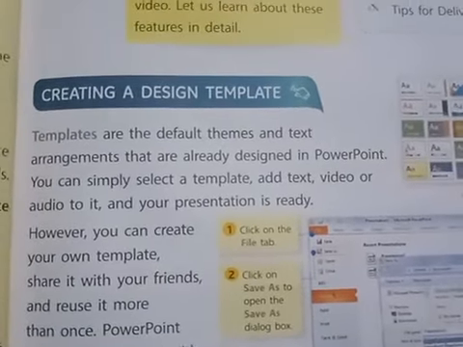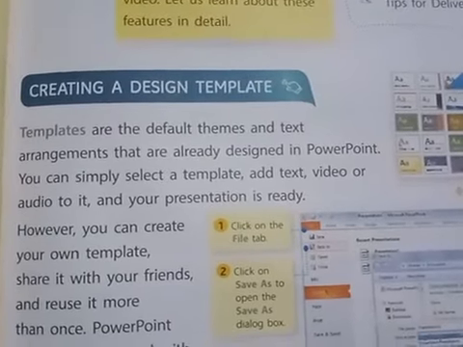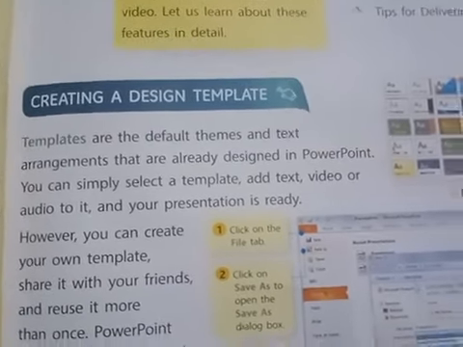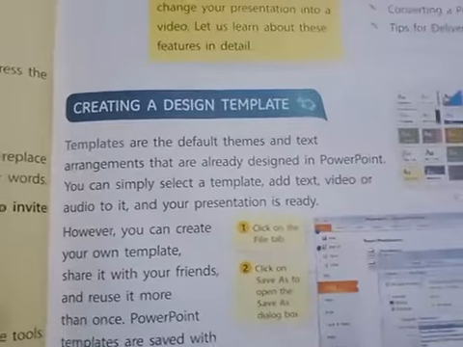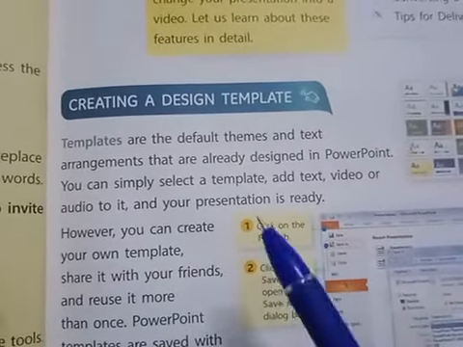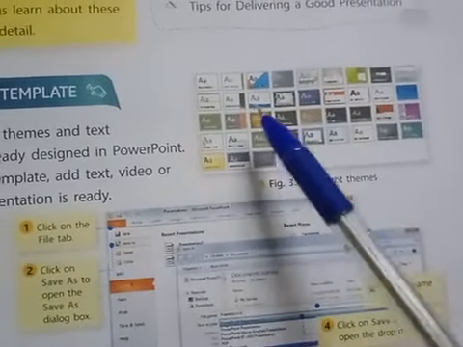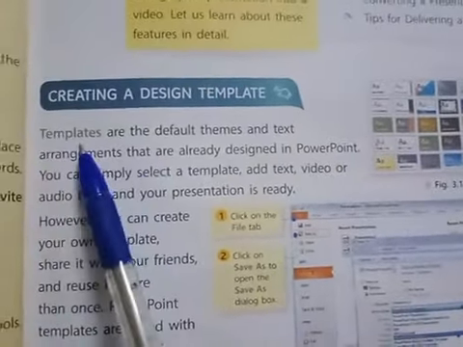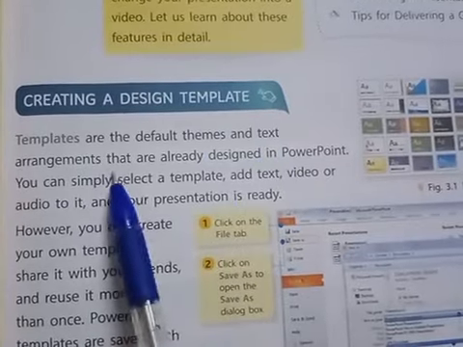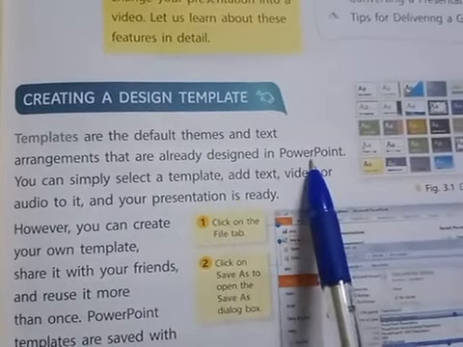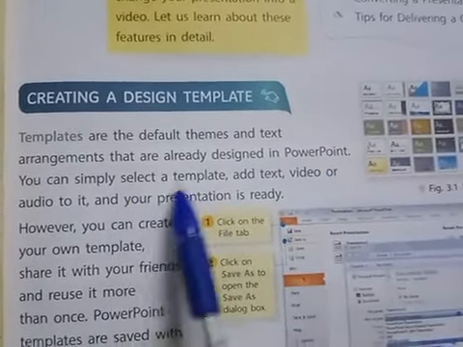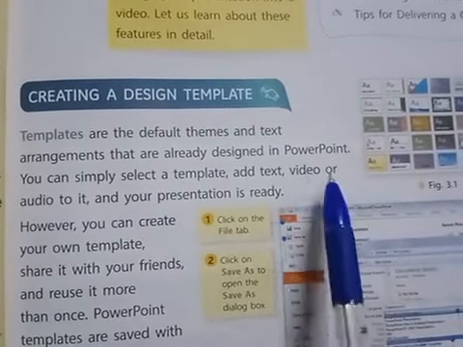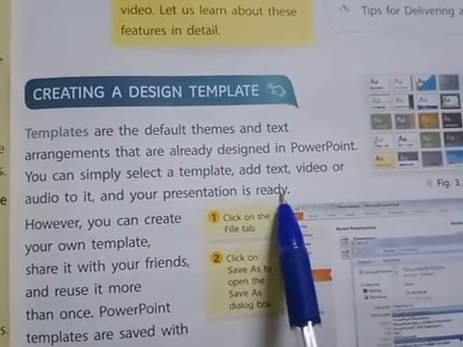Now the first topic of your chapter is creating a design template. Templates mean predefined designs. They are by default in PowerPoint. There are by default many themes, from which you can choose any one and create your PowerPoint slides. Templates are the default themes and text arrangements that are already designed in PowerPoint. You can simply select a template, add text, video or audio to it, and your presentation is ready.